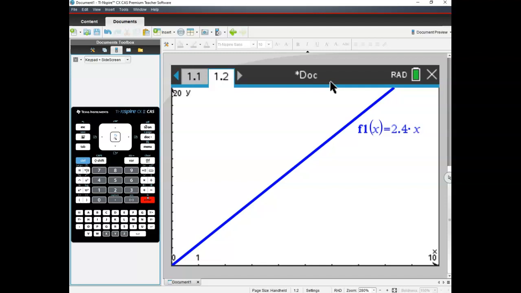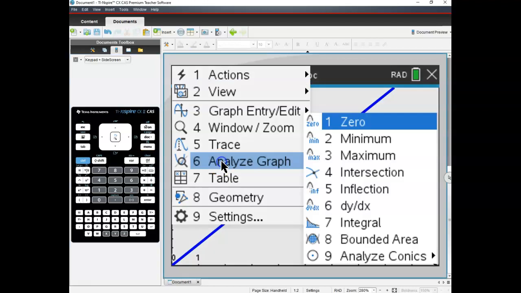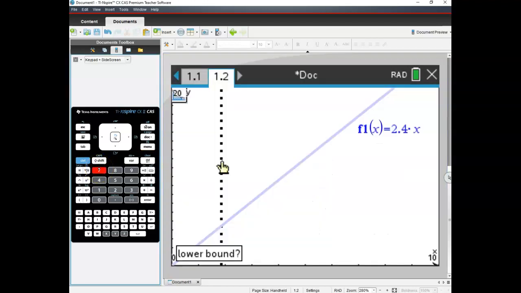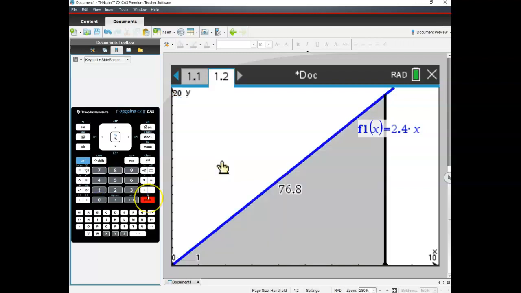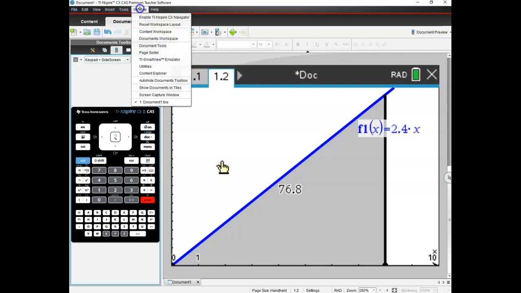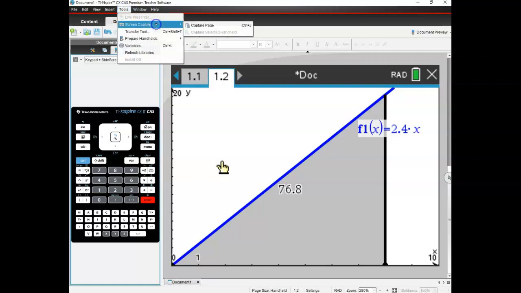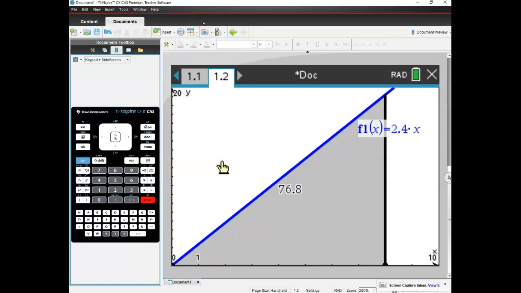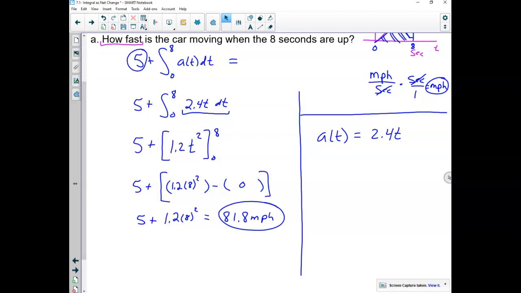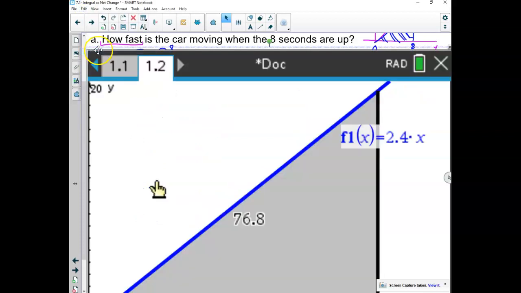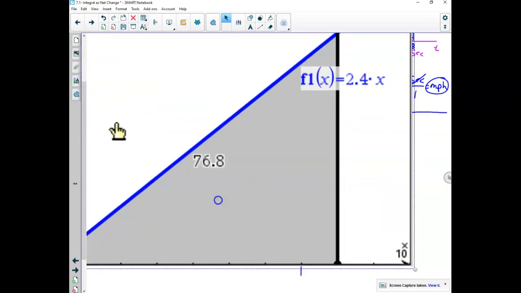And if I needed to accumulate from 0 to 8, I can analyze my graph. We are going to do an integral with a lower bound of 0 and an upper bound of 8 seconds, and it's going to accumulate that area. Okay? I'm going to take my tool, capture that page, and then come right back to my notebook and paste that little bugger in there like I did yesterday.